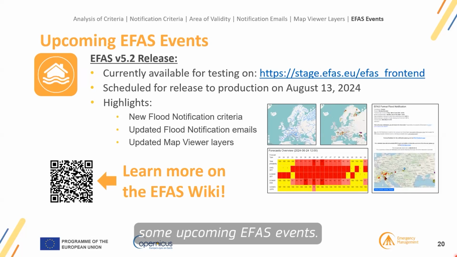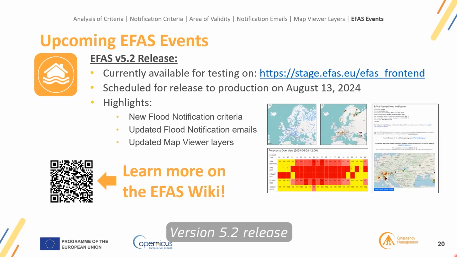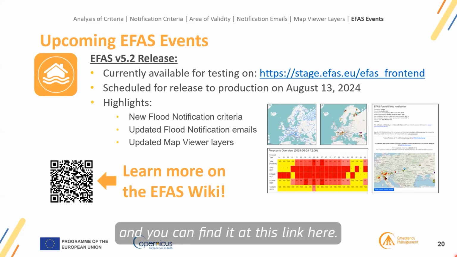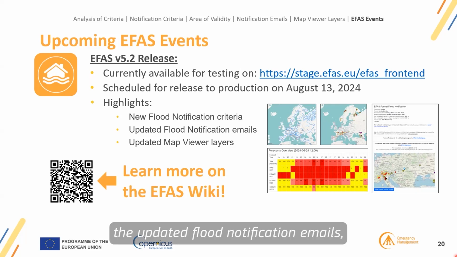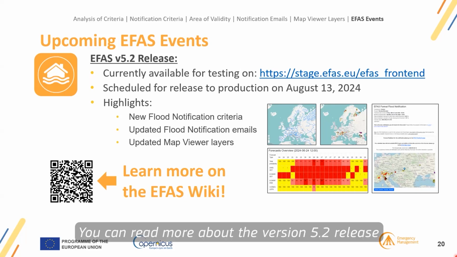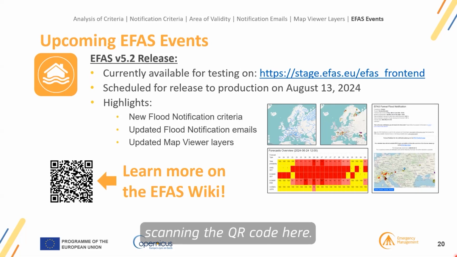Finally, we wanted to highlight some upcoming EFAS events. First, we have the EFAS version 5.2 release that is currently available for testing on EFAS stage. You can find it at this link here. EFAS version 5.2 release is scheduled for release to production on August 13th of this year. And highlights include the new flood notification criteria, the updated flood notification emails, and the updated map viewer layers. You can read more about the version 5.2 release on the EFAS wiki by scanning the QR code here.